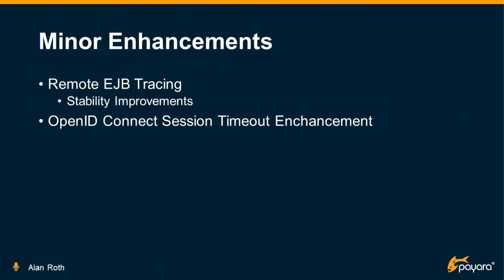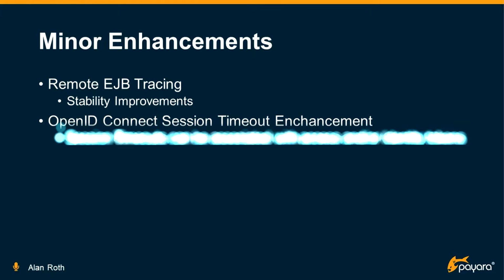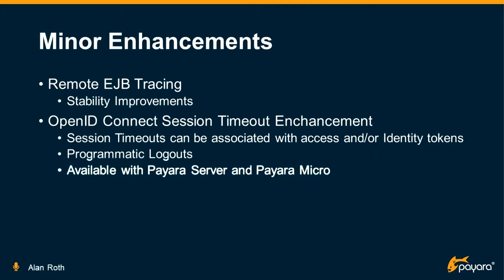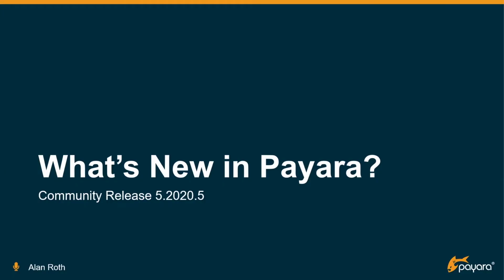OpenID Connect Session Timeout functionality has been added, meaning the expiry time of access tokens and/or identity tokens is verified with each request of the user. If the token has expired, a new token is requested using a refresh token if it is available. Otherwise, the user session is invalidated and a logout is performed. This update also includes the possibility to perform a programmatic logout. The new feature is available in both Payara Server and Payara Micro Enterprise distributions. That concludes some of the major changes of the Payara Enterprise 5.22.0 release.